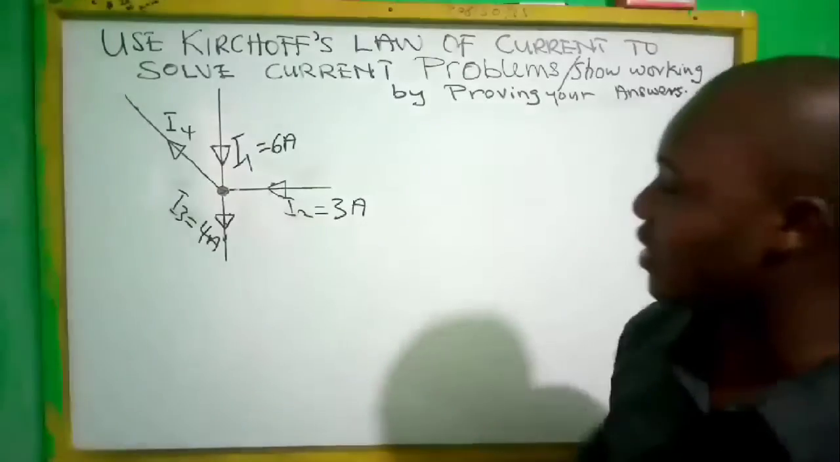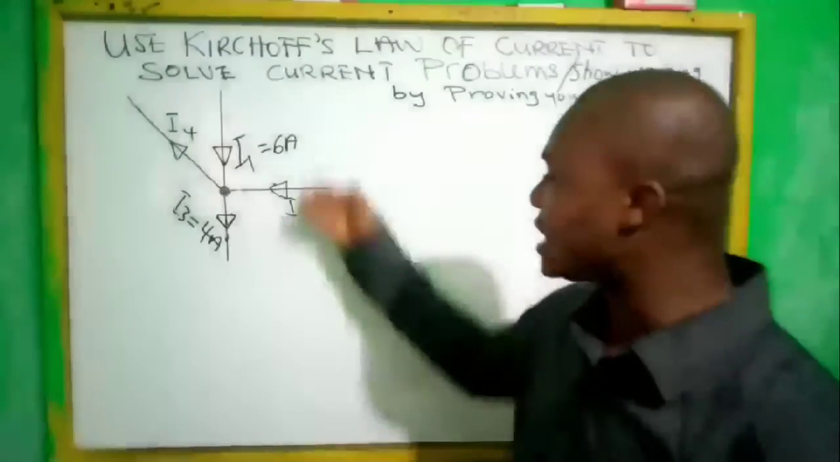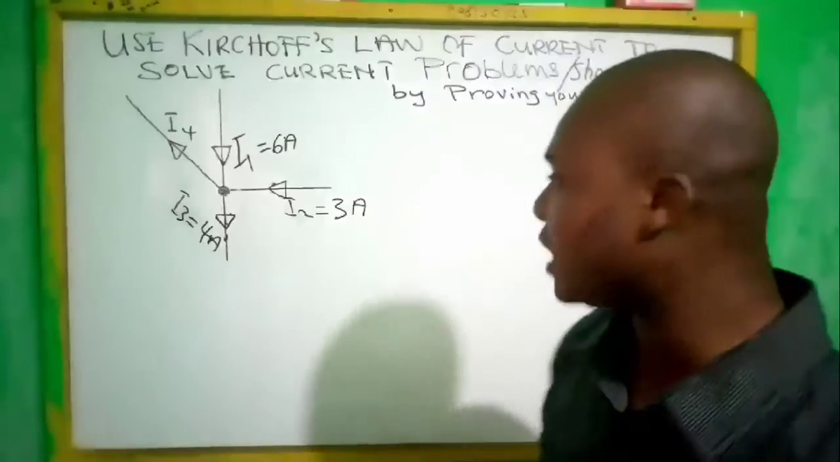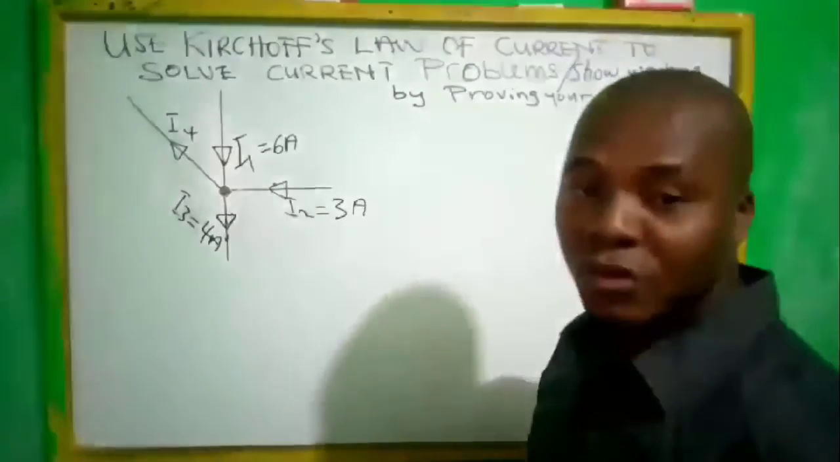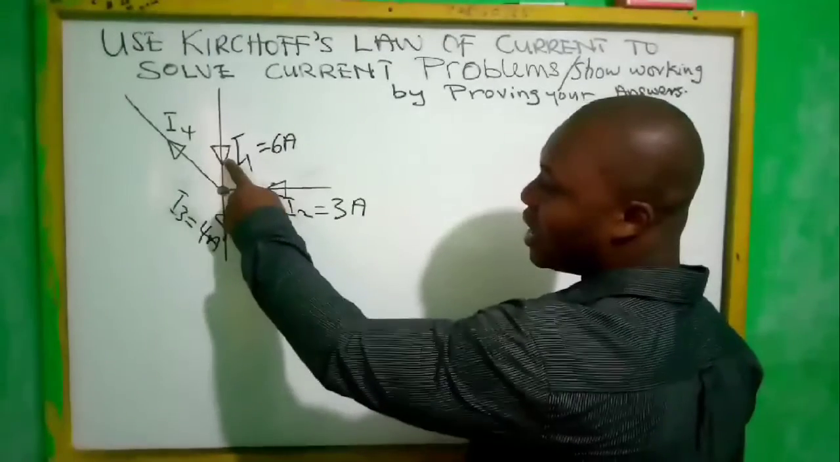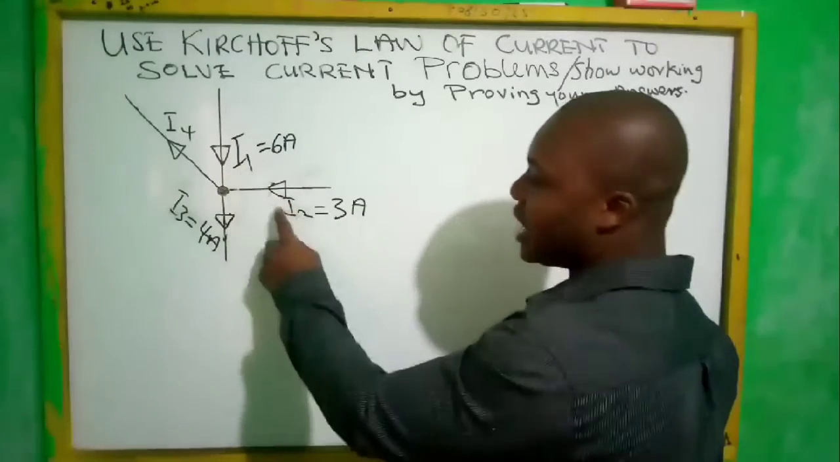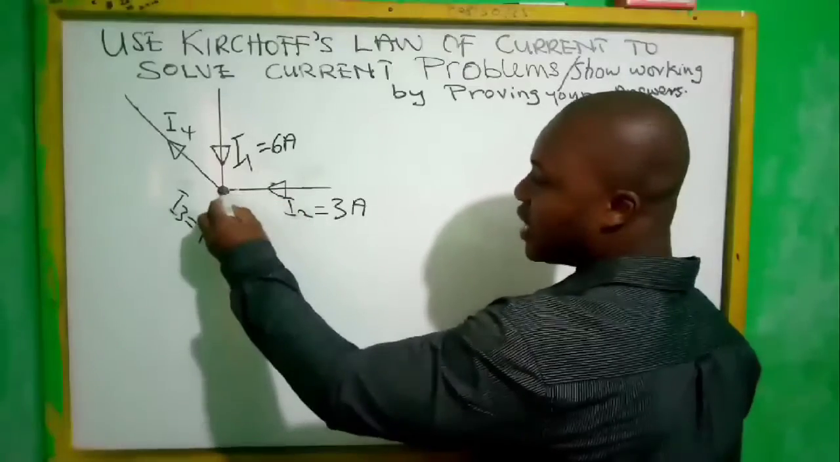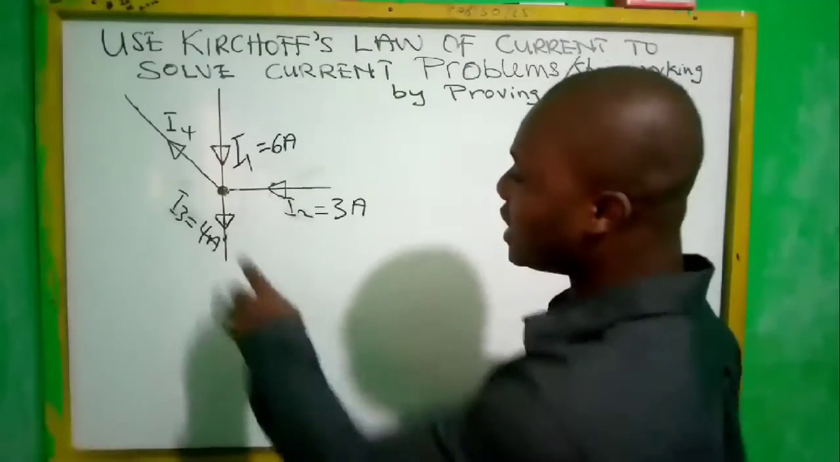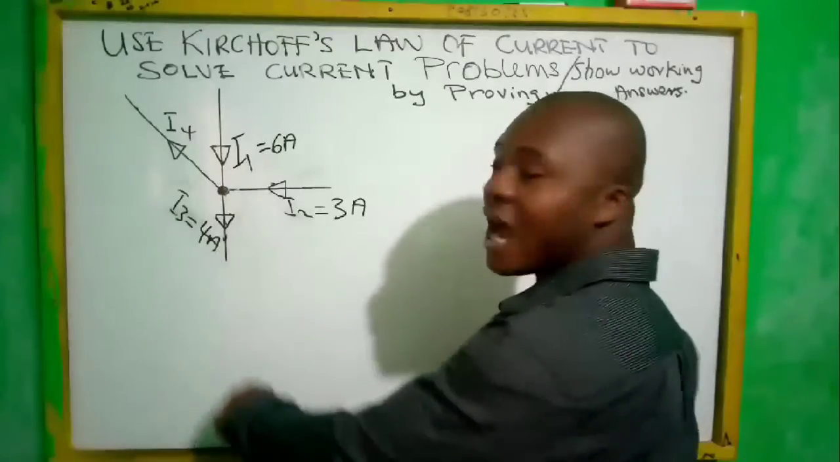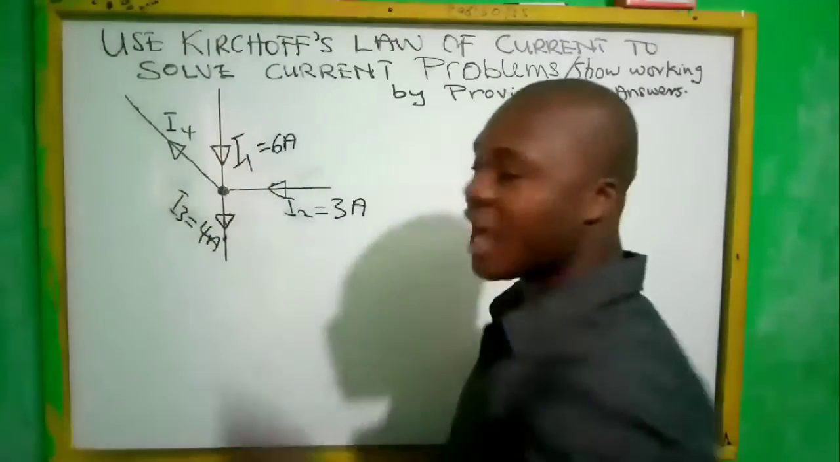As you can see on the board, we have two currents entering the node and two currents moving out of the node. Let's see the current moving in and the current moving out. We can see the arrows at current 1 and current 2 entering the node. The point here is called the node. And we see I3 and I4 moving out of the node. The arrows are going out.